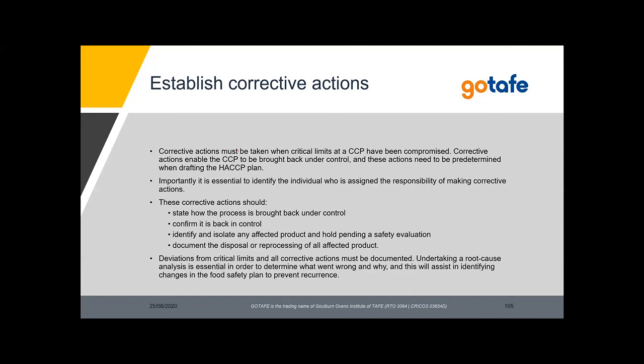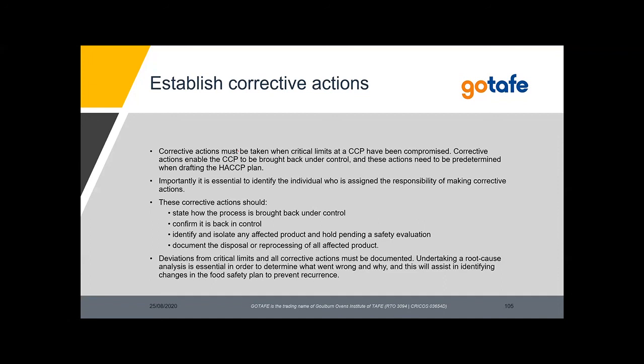And document the disposal and reprocessing of all the affected products. Okay, you have two options, whether you have to dispose of that or rework. It depends on which critical control point you're having problems with, and also what corrective actions you put in place. Deviation from critical limits and all corrective actions must be documented. Okay, and you have to keep the record for that.